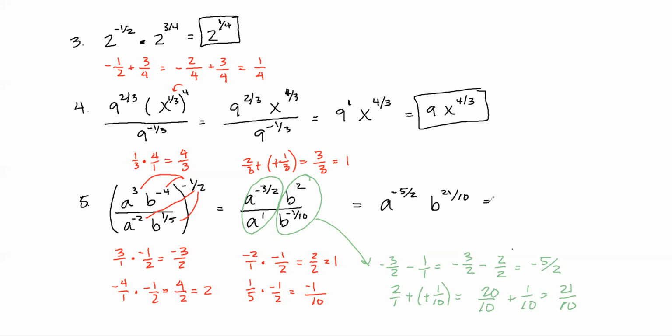And now there's one last step because we don't like negative exponents. This A is actually going to move back to the bottom of the fraction. So the B to the 21 tenths is on top, and the A to the positive 5 over 2 is on the bottom. All right, so those get tricky, but that one is about as tough as it gets.